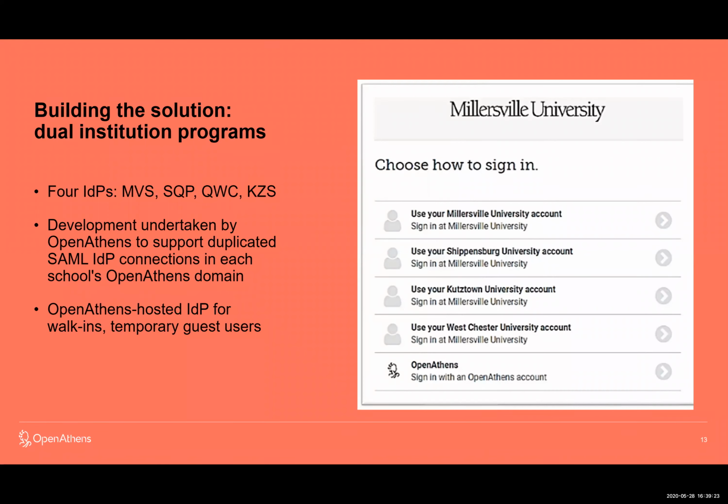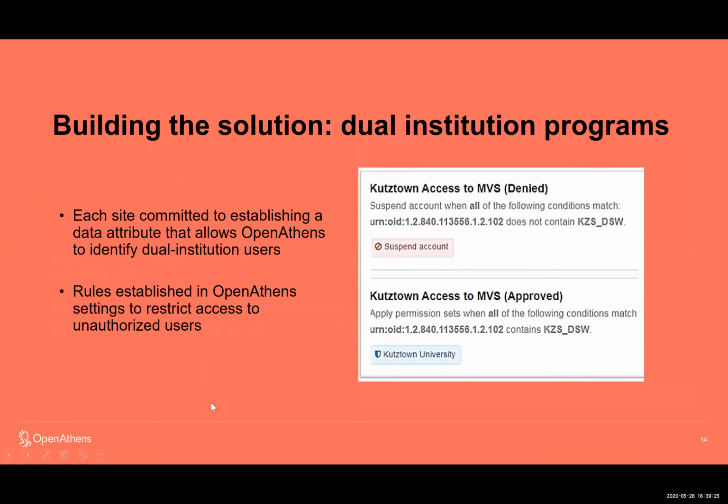Whoever's driving, go to the next page. There we go. Relating to how we get users in, this is a broader conversation and not necessarily something that you can do all on your own. Basically, when we have a Kutztown user trying to access the Millersville library, Kutztown has to provide some attribute information to us.